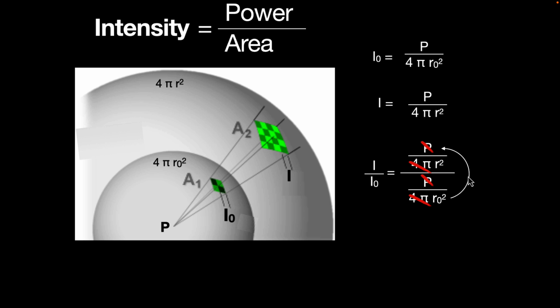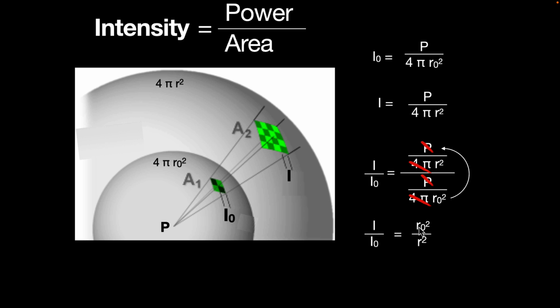That's a feature of dividing fractions, as you multiply by the reciprocal, and so you end up at the top. And so this simplifies to the intensity over intensity naught. How much louder does it get is going to be equal to r naught squared over r squared.